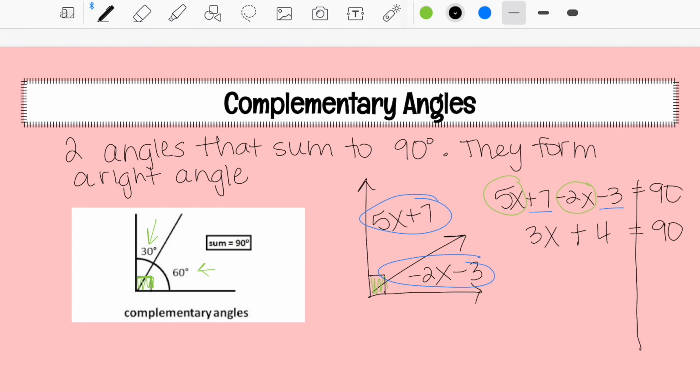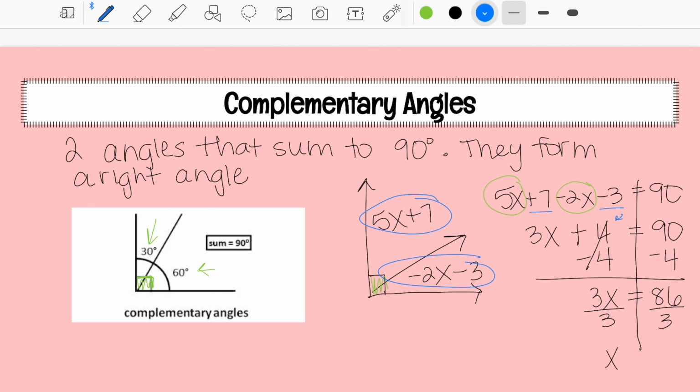Just like our previous example, I need to get rid of my constant, which is this positive 4 right here, and I can do that by creating a zero pair using inverse operations by subtracting 4 on both sides. My positive 4 and my negative 4 will cancel out, and that 3x is going to come down because it does not go away. 90 minus 4 is 86. And now I have 3 times x equals 86, but I only want 1x. So I'm going to divide both sides by 3.